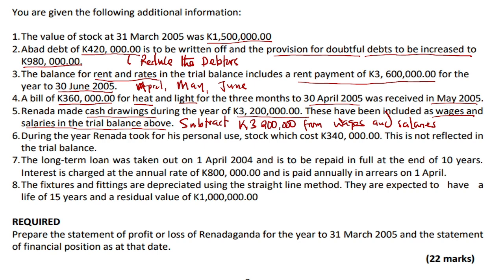We continue, number 6. During the year, Ranada also took for his personal use stock which cost 340,000. This is not reflected in the trial balance. So how do we treat this adjustment? Remember, our drawings are going to increase by that value, by 340. But what is it that's going to reduce?